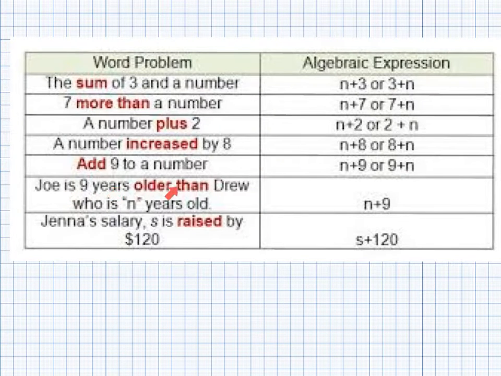Joe is 9 years older than Drew, who is n years old. That would be n plus 9. Jenna's salary, S, is raised by 120. That's S plus 120. So that gives you an idea how this translates, how you would write it out.